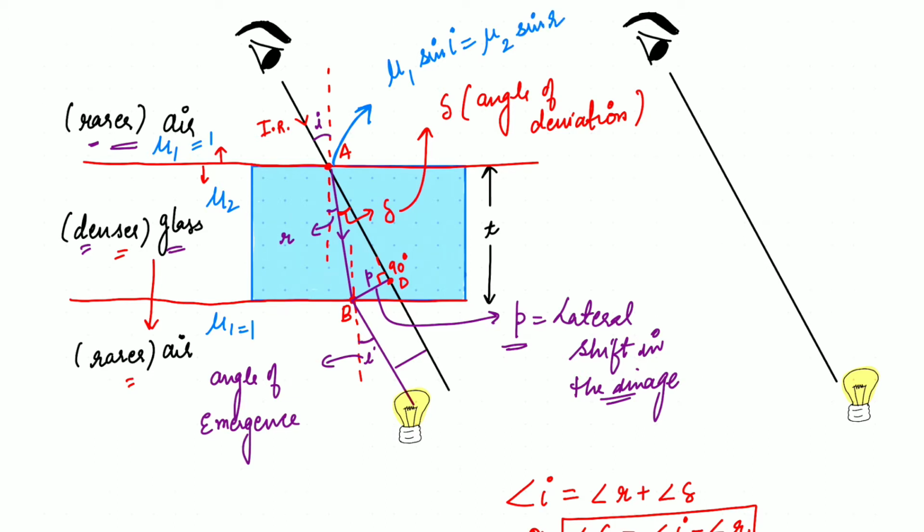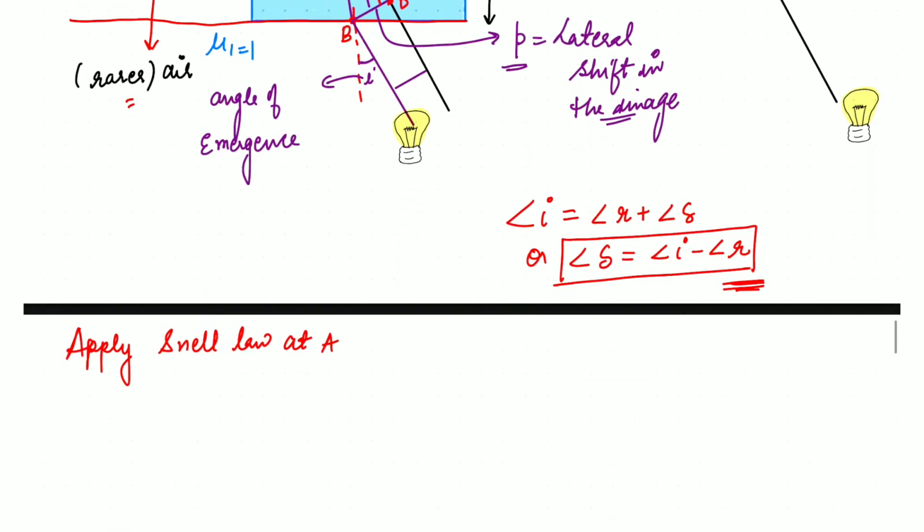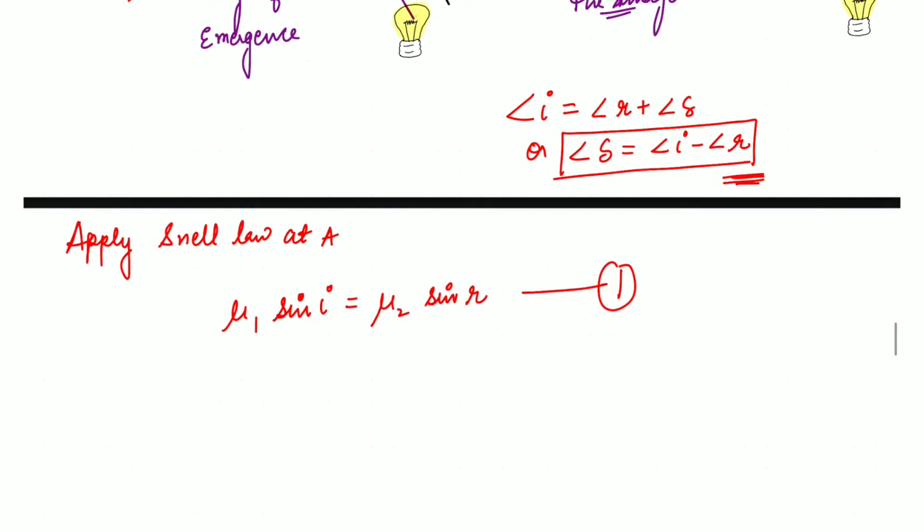Is that a yes or no? I hope you guys can see that. So I'll write that here: refractive index of air times sine of angle of incidence will be equal to refractive index of glass times sine of angle of refraction. Let me say this is my equation number 1. All right, great. Now I'm going to apply Snell's law at point B.